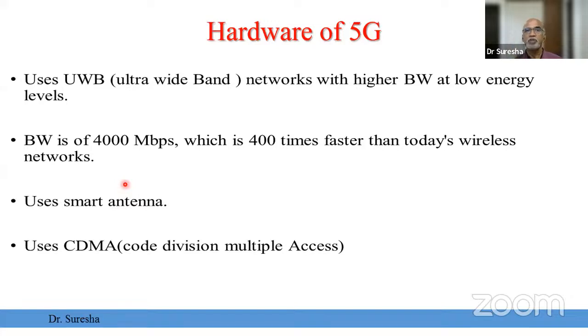So everybody is making use of 4G network hardware, implementing some modifications of what exactly is required, and implementing 5G parameters. That's what is happening as of now. But we have to wait and see how it is going to change. Bandwidth is 4000 Mbps, which is 400 times faster than today's wireless networks. It uses a smart antenna and uses CDMA, that is very important. Code division multiple access.